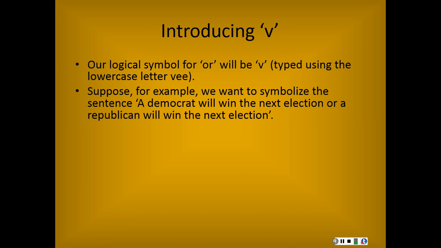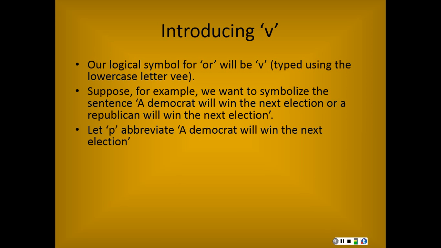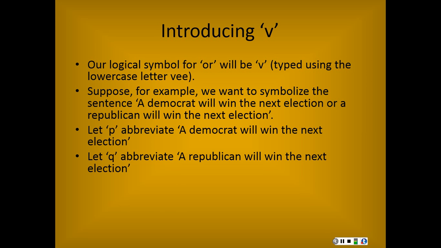Suppose, for example, that we want to symbolize the sentence, "A Democrat will win the next election," or "A Republican will win the next election." And we let P abbreviate "A Democrat will win the next election," and we let Q abbreviate "A Republican will win the next election." If we have those abbreviations, then we would symbolize this sentence as follows. P, this V symbol, Q. Okay, that's pretty straightforward. That's our symbol for OR.